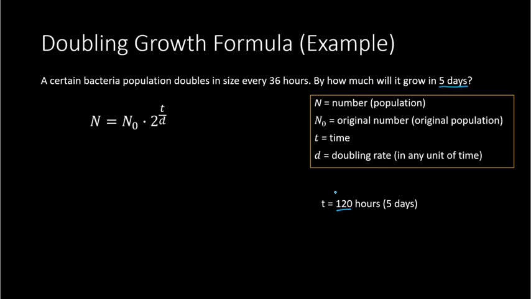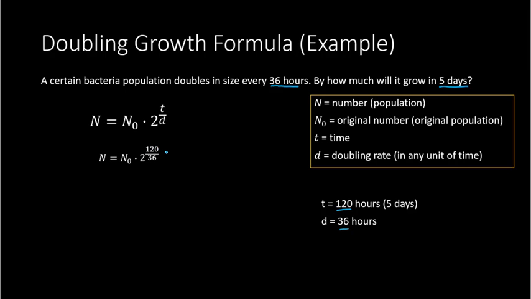We're dealing in hours here. Because the doubling size, d, would be 36 hours. So because this is in hours, we want everything else to be in hours as well. So d is 36. All right, and that's really all we know. So we plug this in. So we have N equals N sub 0 times 2 to the t over d power. We have 120 over 36.